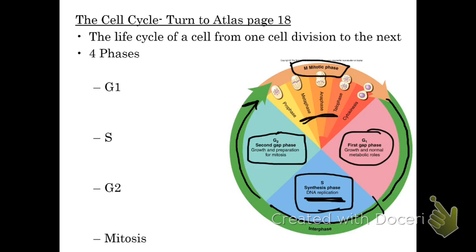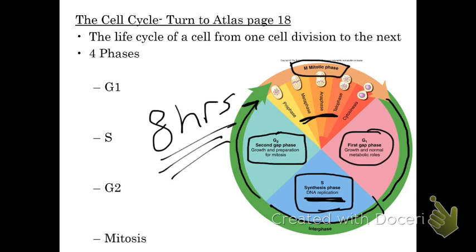So we'll look at those in a moment. Now, in a rapidly growing cell, like an epithelial cell in your mouth or in your stomach, this entire cell cycle can be 8 hours. Okay, so some of the fastest growing cells in your body can double and duplicate and replicate themselves in about 8 hours. Other cells in your body might take days, months, years. And there are some cells in your body that once they are formed, they never divide again.